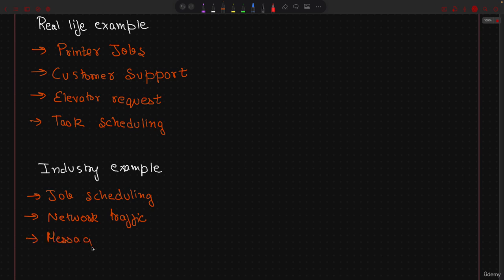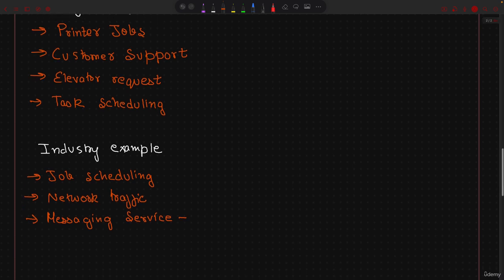The last one can be a messaging service. Kafka and RabbitMQ are some services, right? The basic idea behind them is a queue only. These are very complex services by themselves, but the basic idea behind them is a queue only. RabbitMQ, Amazon SQS is also there, then Kafka is there. And of course there are lots of other use cases as well, everyone.